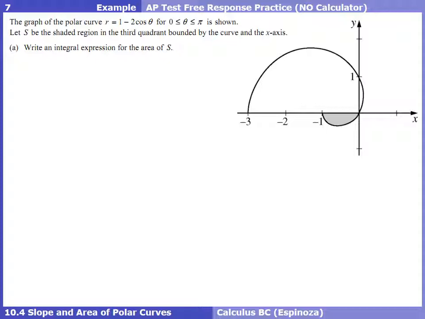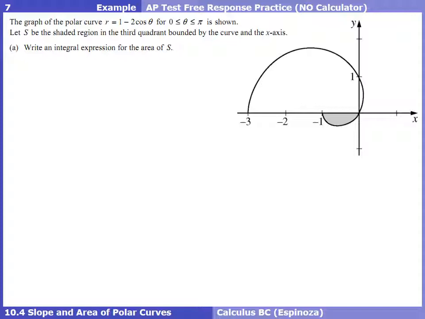Okay, here we have another AP free response question, and in this case, no calculator. So we have the graph of a polar function here, 1 minus 2 cosine theta. It's one of our spiral graphs, and it's being graphed from only 0 to pi. S is the shaded region here in the third quadrant, bounded by the curve and the x-axis. I want to write an integral that'll help us find the area of S. We're not going to find that area, we're just going to write the integral.